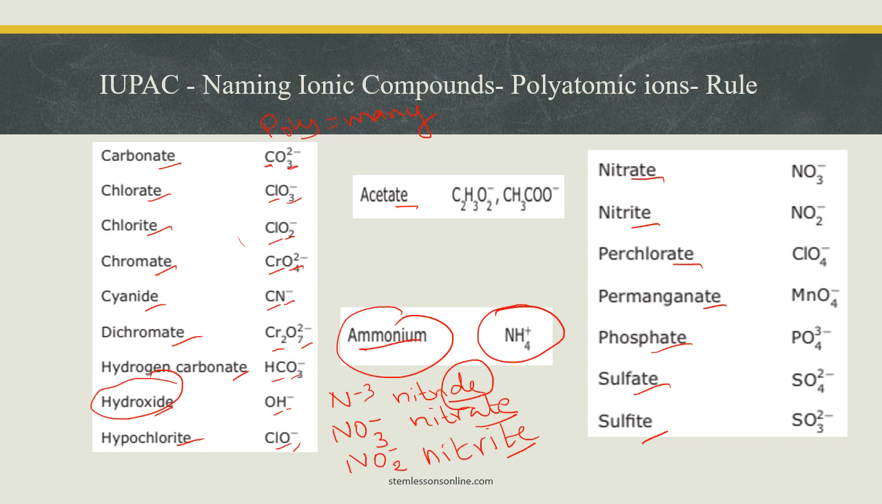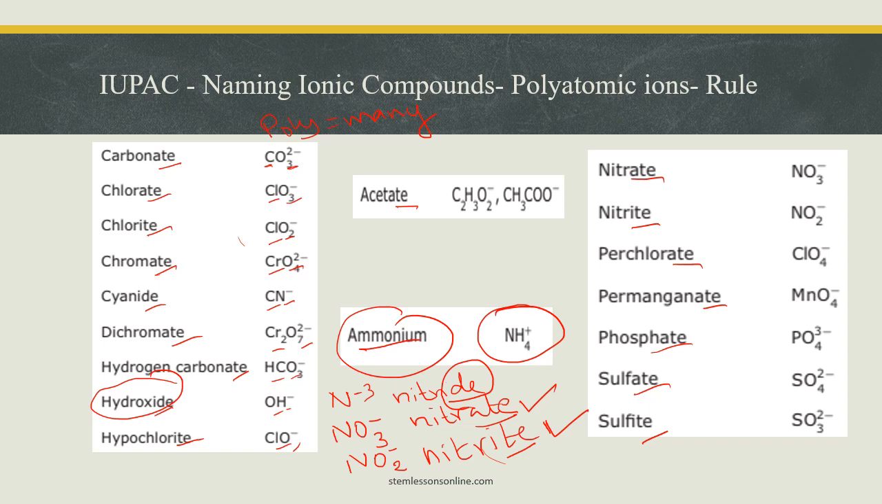Whenever you see ATE and ITE, you can confirm that that's a polyatomic ion. When there is less oxygen, we end the name with ITE. When there is more oxygen, we put ATE. Okay, that's the difference. You don't have to get confused with this one.